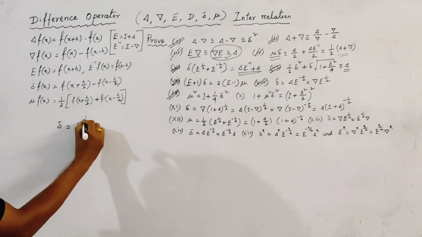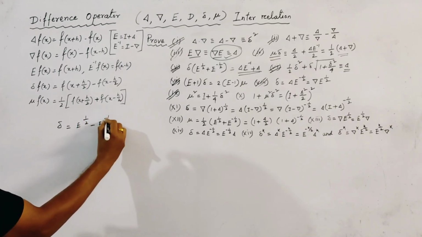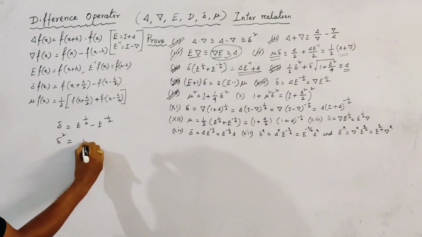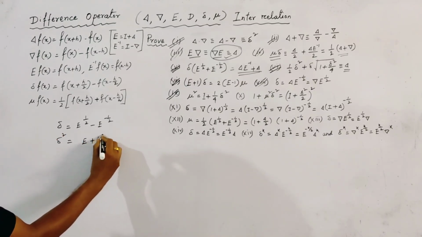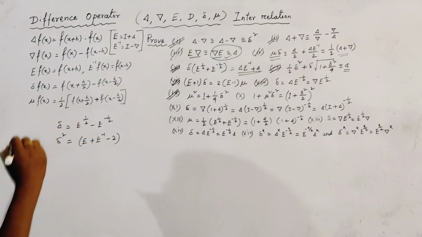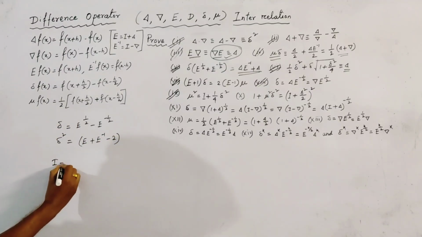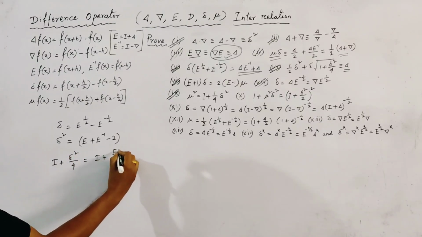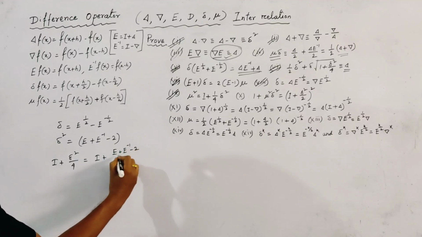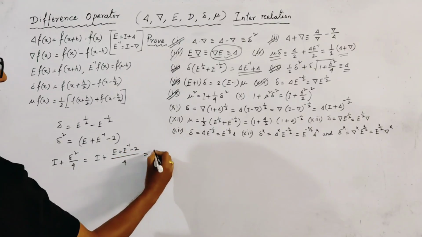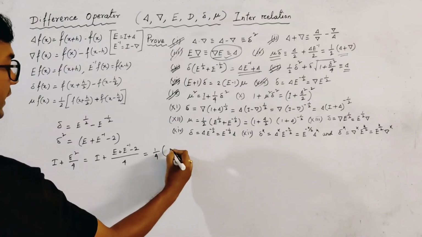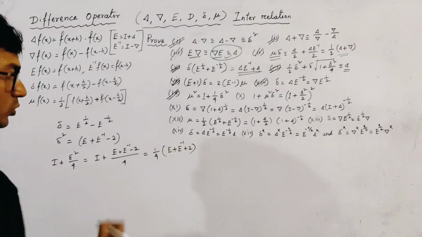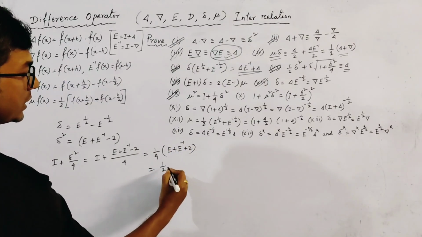This is given by e to the power half minus e to the power minus half. Squaring both sides, we get delta square, which is given by e plus e inverse minus 2. And the value of I plus delta square by 4 is given by I plus e plus e inverse minus 2 by 4.